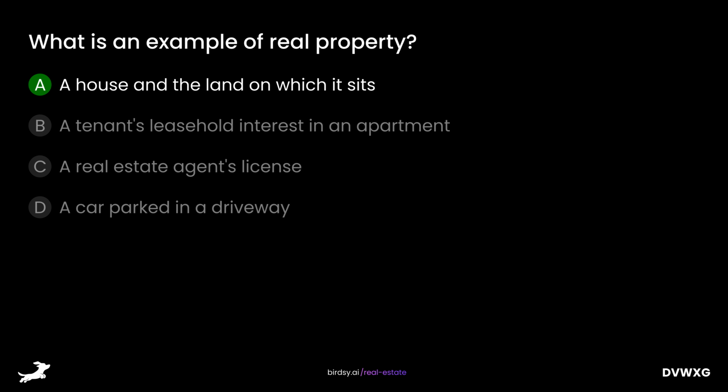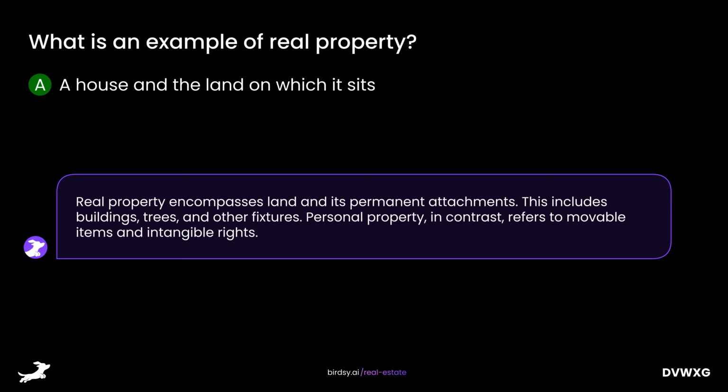The answer is A, a house and the land on which it sits. Real property encompasses land and its permanent attachments. This includes buildings, trees, and other fixtures. Personal property, in contrast, refers to movable items and intangible rights.